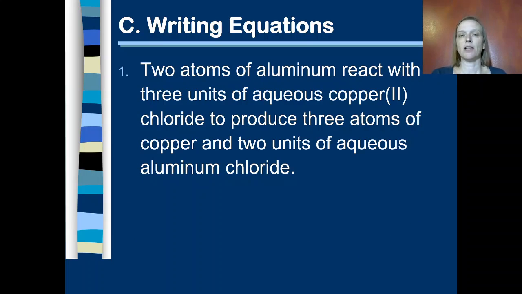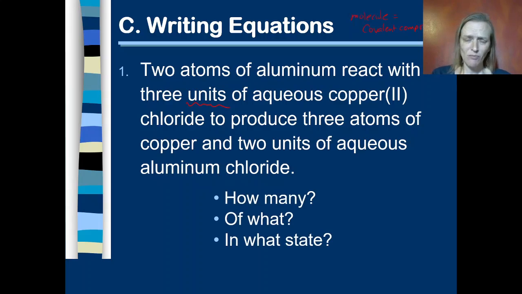All right, so let's practice. 2 atoms of aluminum react with 3 units of aqueous copper 2 chloride to produce 3 atoms of copper and 2 units of aqueous aluminum chloride. I'm using the word units here because this is not a covalent compound. You only have molecules when you have a covalent compound. So how do we write this as an equation? Well, for each substance, we have to say how many of what in what state.